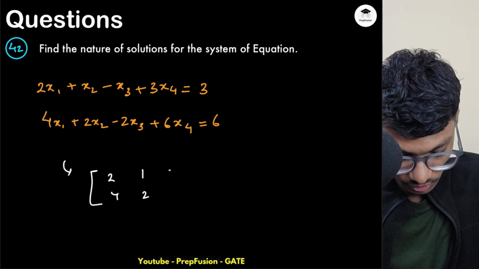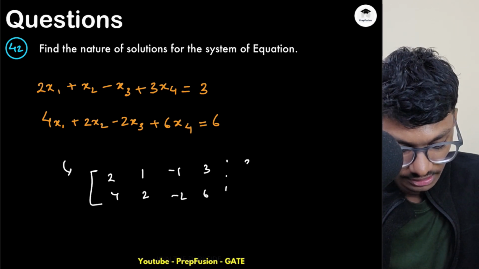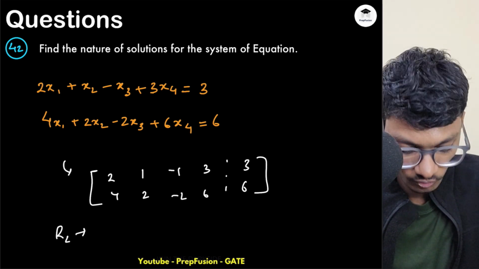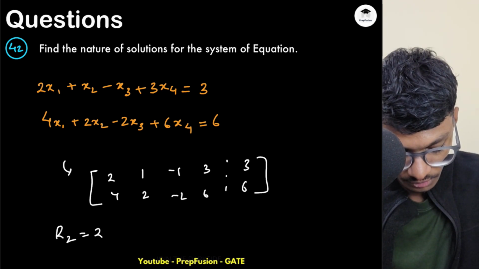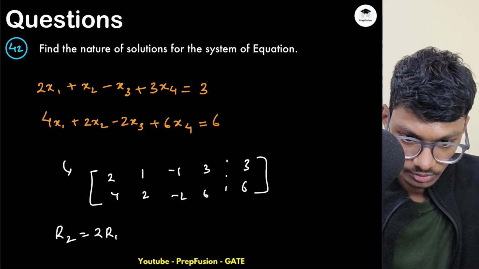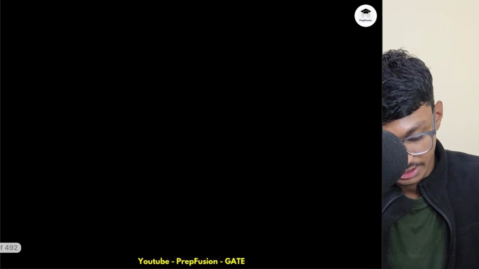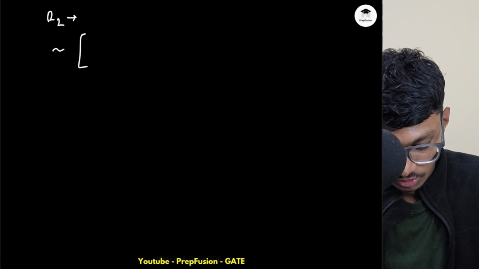2 4 1 2 minus 1 minus 2 3 6. I can directly see that row 2 is directly proportional to row 1. That is, row 2 is equal to simply 2 times row 1. So you can convert this matrix and write the equivalent matrix. Basically I can do this operation: row 2 is changed to row 2 minus 2 row 1.